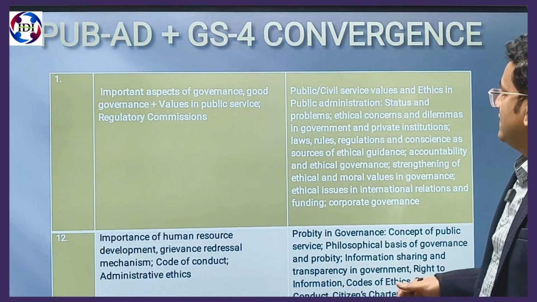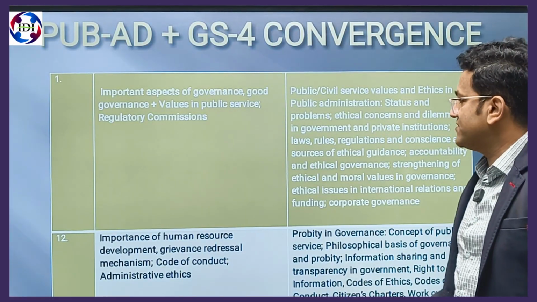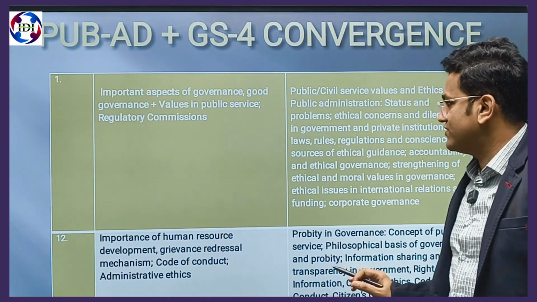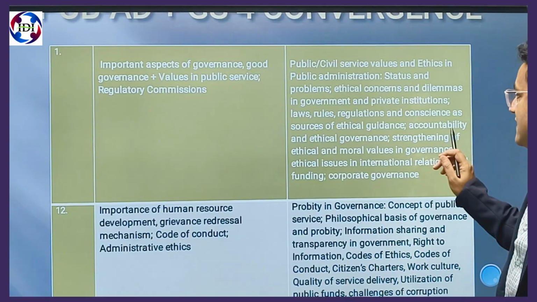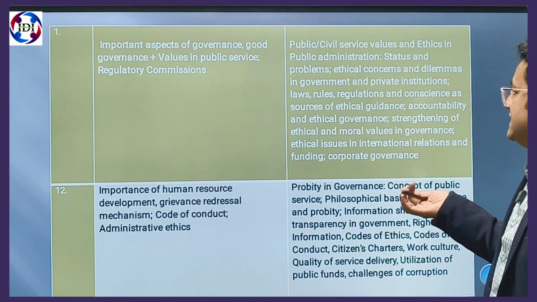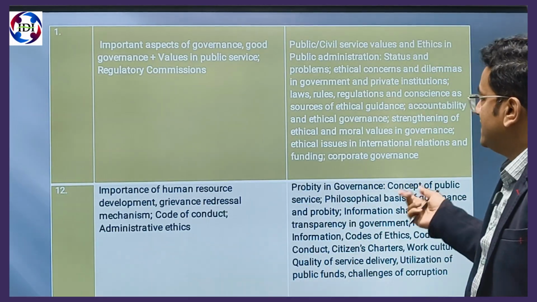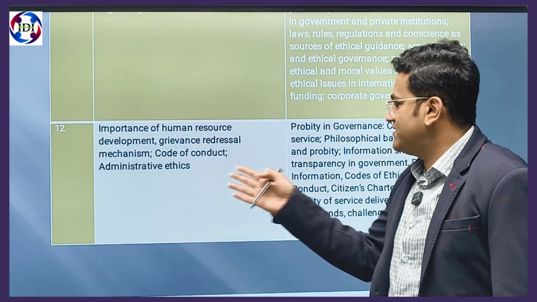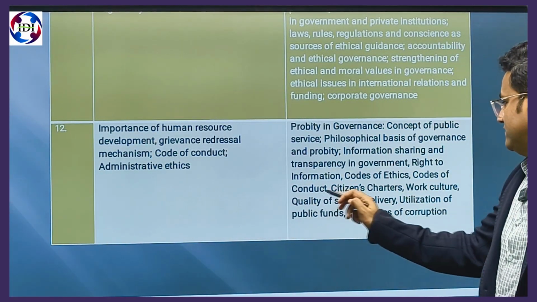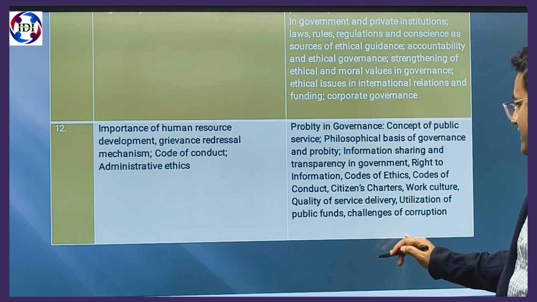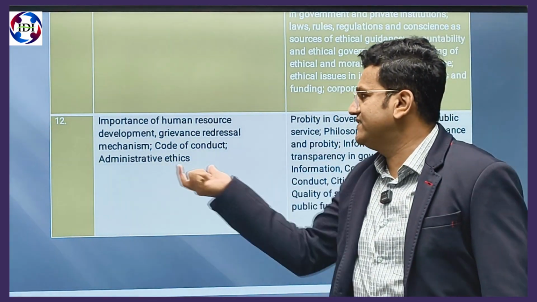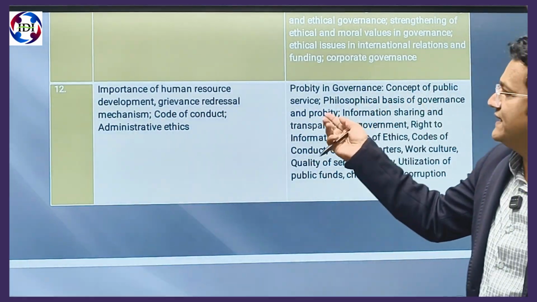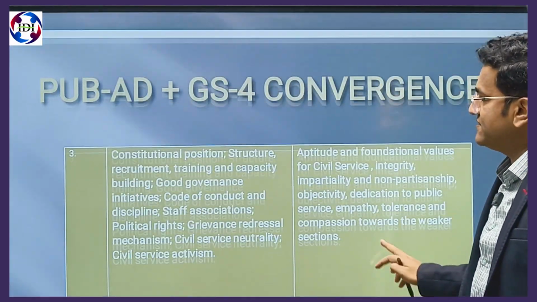And here see, public administration, ethics in public administration, status problem, then dilemmas and concerns in government and private institutions, laws, rules, regulations and conscience as source of ethical guidance, strengthening ethical and moral values in governance. So these are similar topics. Then importance of human resource development, code of conduct, administrative ethics. See here, code of conduct, then code of ethics. And challenges of corruption means administrative ethics, nothing else. Then importance of human resource development, so the concept of probity is directly applicable here, same syllabus.